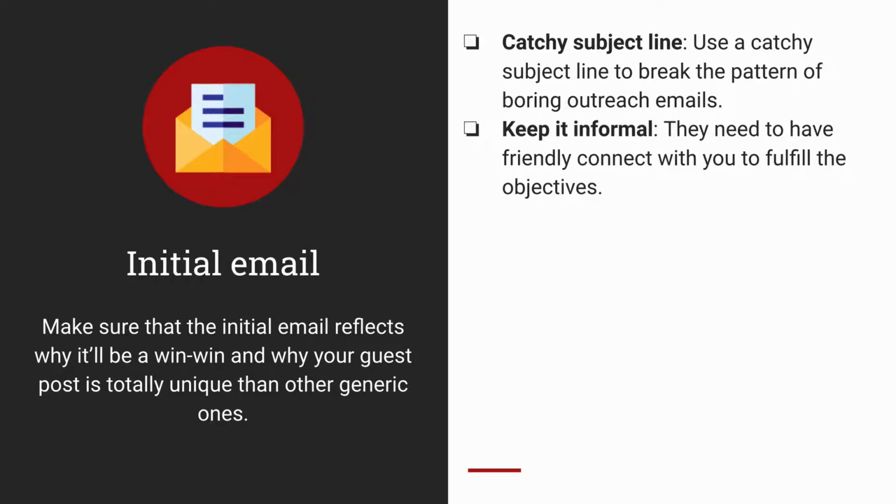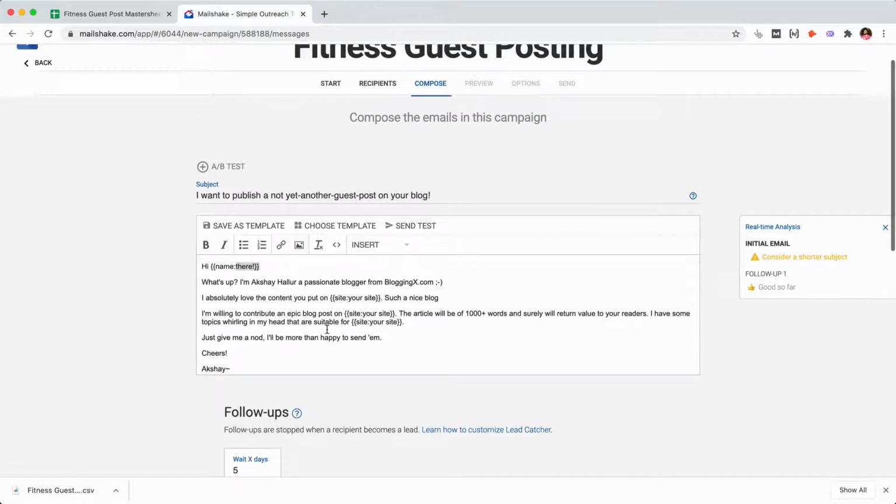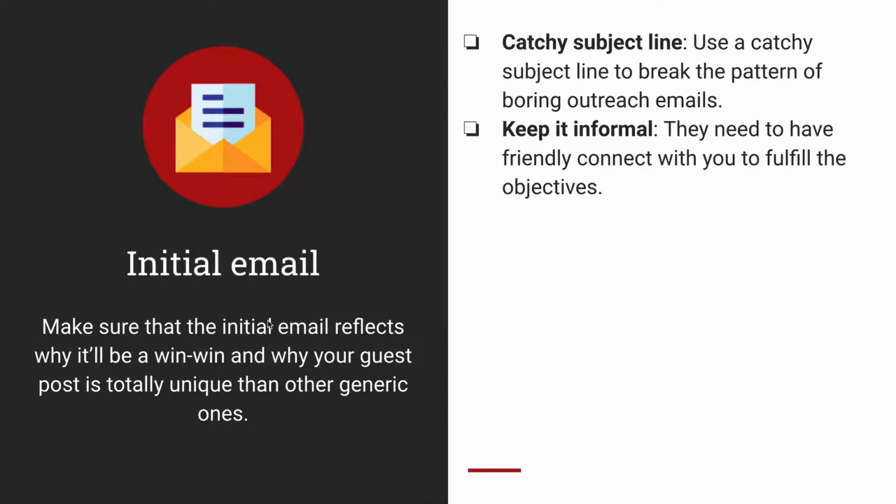Keep it informal. They need to have a friendly connection with you to fulfill the objectives. You need to keep your initial email informal. Talk to them as if you're a friend of theirs. Like, just give me a nod, I will be more than happy to send them. So cheers, Akshay. And I also have my email signature to add more human touch. Hey, what's up? I have my topics whirling in my head. These are all informal language that helps you get that friendly connection with the other person.